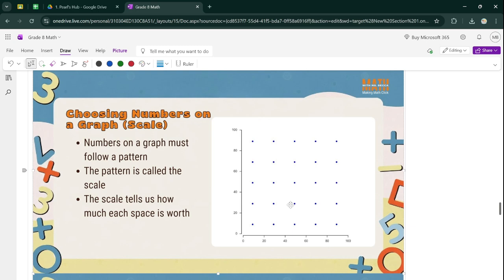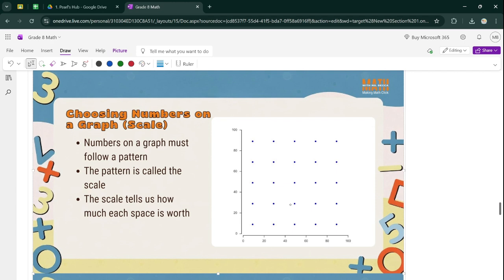Welcome back. In the last video, I explained how to plot a point on a graph and how to read a point from a graph. So now, this is a continuation of our coordinate geometry video. If you missed the first video, you might have to watch it. Don't worry, I'll drop the link in the description.